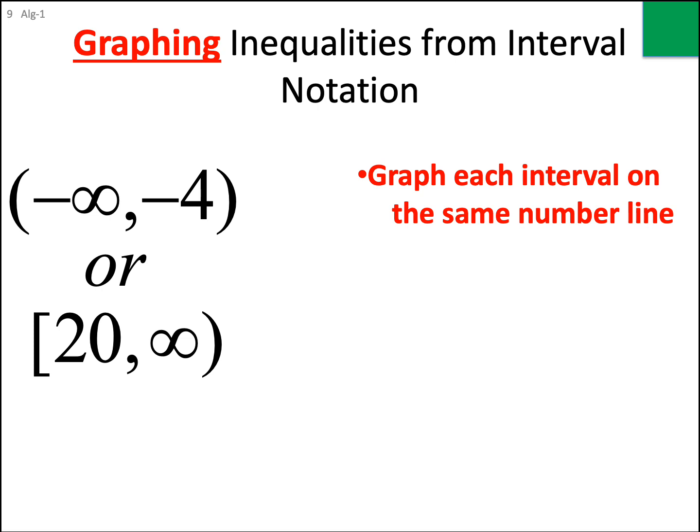Okay, so the first one, let's see, goes from -infinity to -4, and the second one goes from 20 to positive infinity. So the two numbers I need are -4 and 20. Okay, it would be an open circle on -4 because it's got a parentheses, and it would be a closed circle on 20. And you get the hang of how these work each and every time.